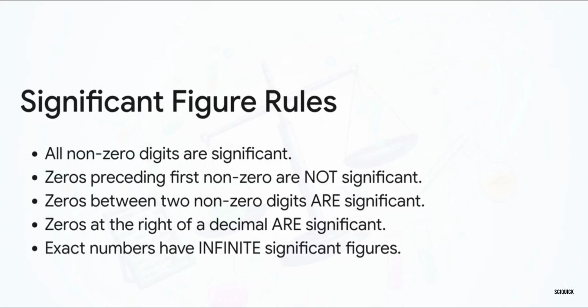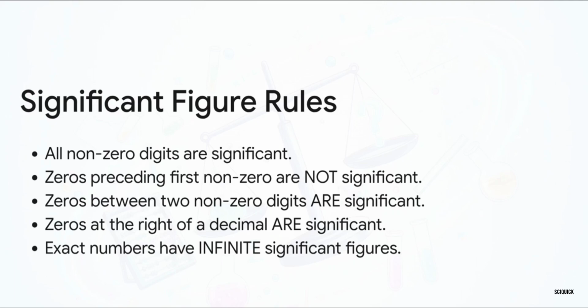To communicate all this precision mathematically, we rely on significant figures. There are 5 foundational rules here that you really need to lock into your memory because they dictate exactly what digits are absolutely certain and which ones are just estimates. Ready? First, all non-zero digits count.